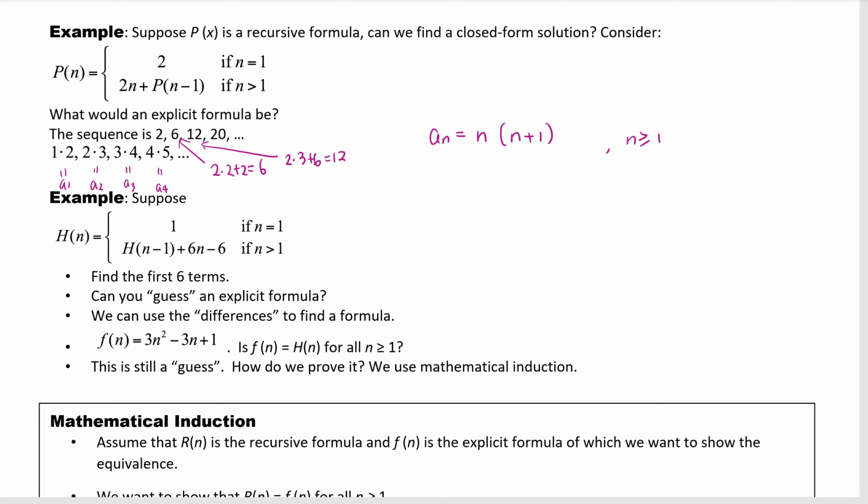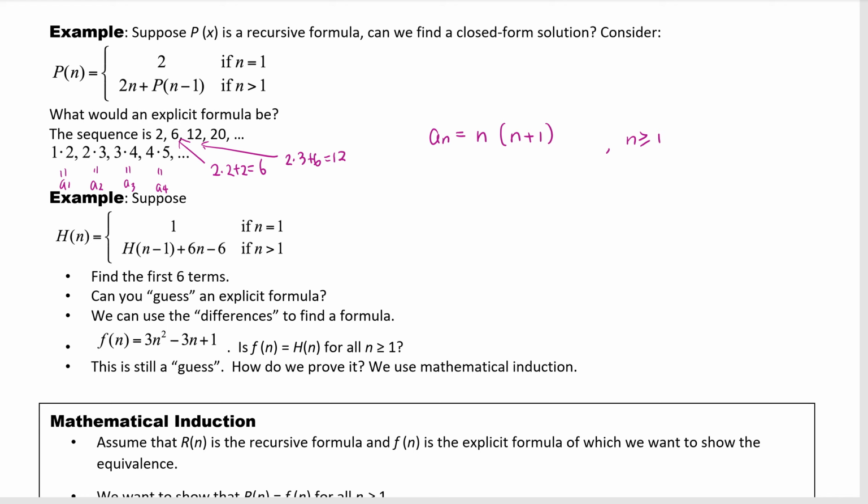Hn equals: if n is 1, then the first term is 1. If n is greater than 1, then we have Hn equals H of n minus 1 plus 6n minus 6. You can see this example and the previous example, they are not linear, they're not homogeneous. So we cannot use the techniques for homogeneous linear recurrence relations.